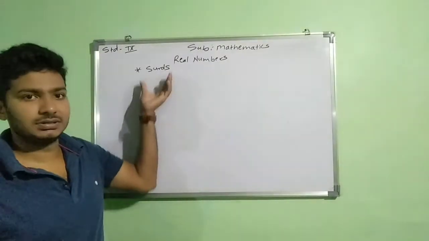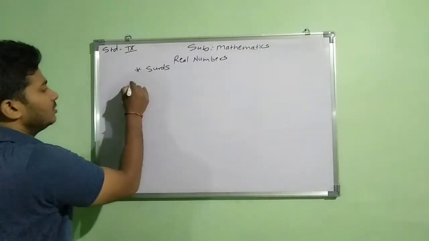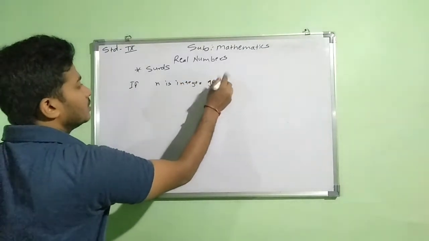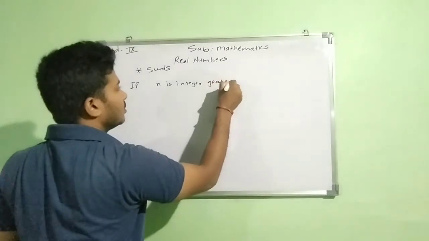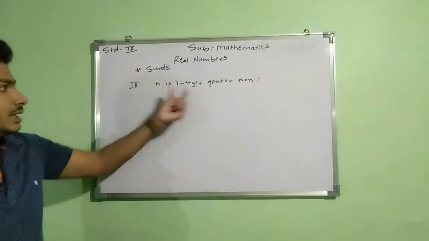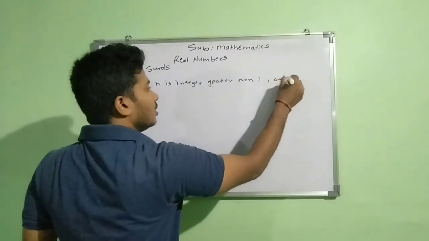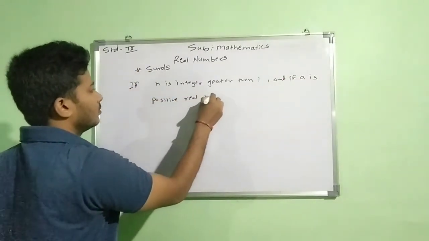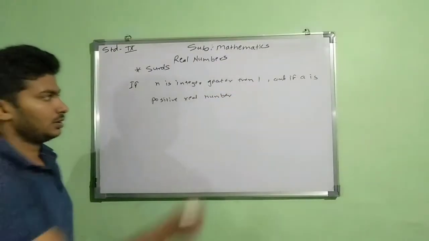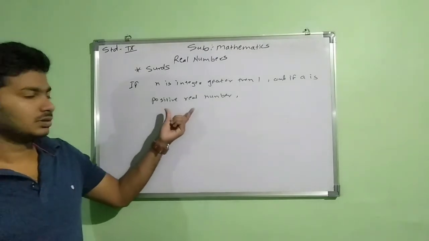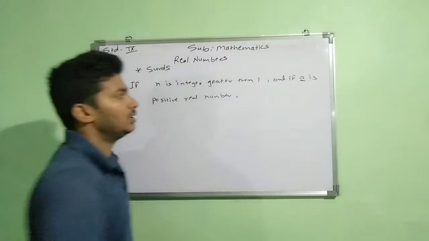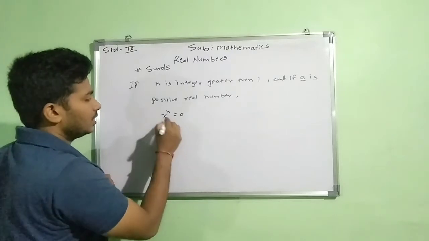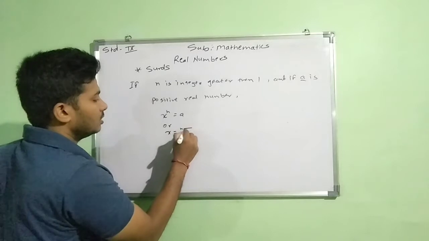So here we will see what is a surd. The definition is: if n is an integer greater than 1 and if a is a positive real number, and if the nth root of a is equal to x, that means we can write x raised to n is equal to a, or we can write x is equal to nth root of a.